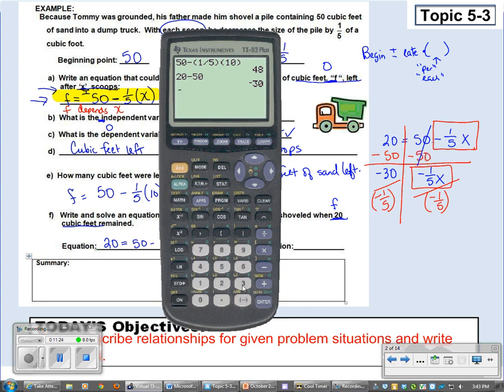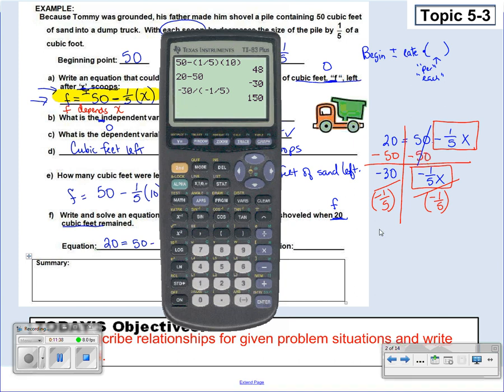So in my calculator, I'll type in negative 30 divided by, open parenthesis, negative 1 divided by 5, close the parenthesis. That's what's on my left-hand side. Press enter. We get a positive 150. The right-hand side, those negative 1/5 will cancel. We're left with x.